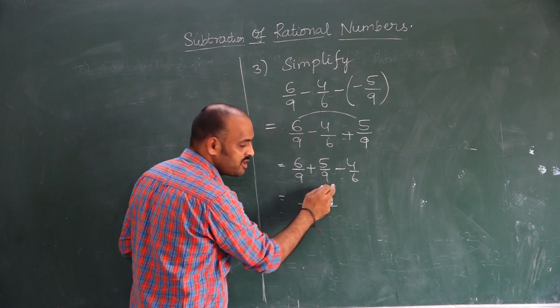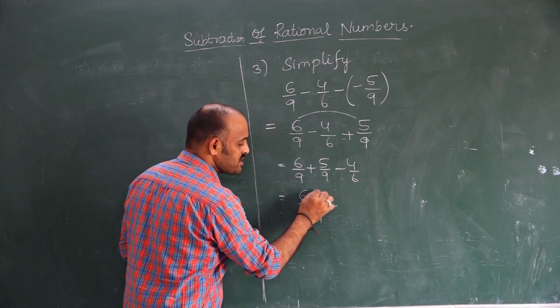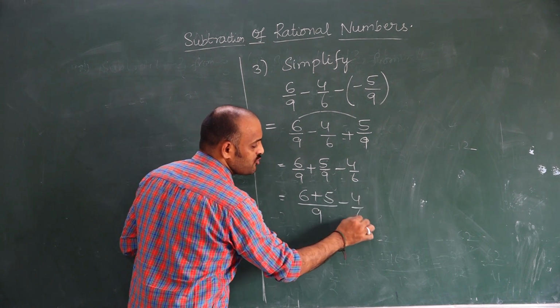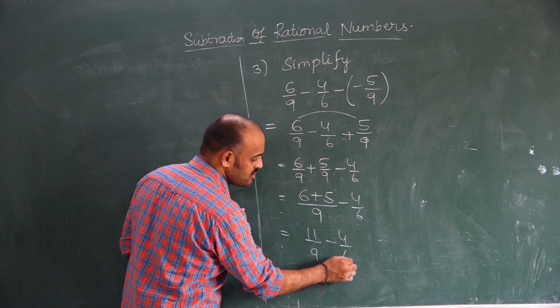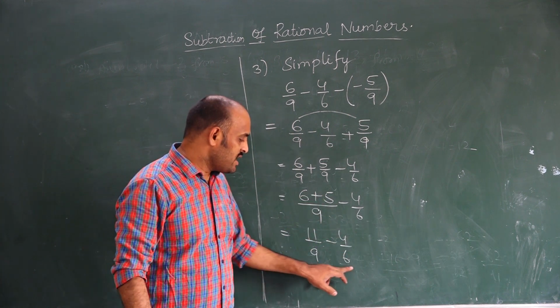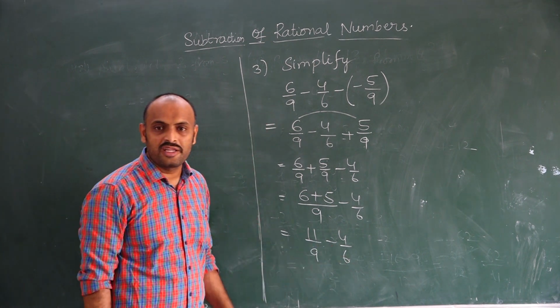For the same denominators, LCM is the denominator itself. 6 plus 5 minus 4 by 6. Therefore, 11 by 9 minus 4 by 6. For 9 and 6, what is LCM? Because the denominators are different, I need to find the LCM.